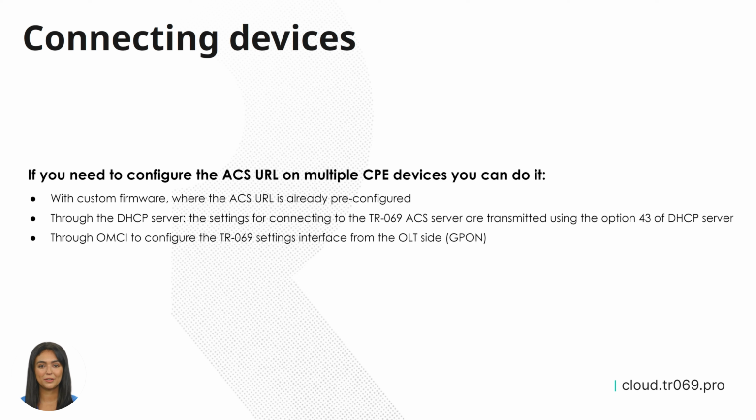If you need to configure the ACS URL on multiple CPE devices, you can do it with custom firmware, where the ACS URL is already pre-configured. Through the DHCP server, the settings for connecting to the TR-069 ACS server are transmitted using option 43 of the DHCP server. Through OMCI, you can configure the TR-069 settings interface from the OLT side.